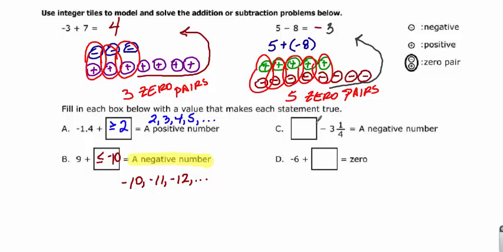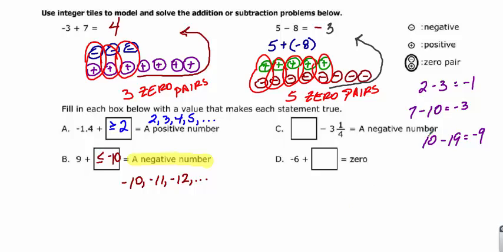Letter C, something minus this to be a negative. Well, let's go back here to this top part. 5 minus 8 gave us a negative. What else would give us a negative? Well, 2 minus 3 would give us a negative, -1. 7 minus 10 would give us -3. 10 minus 19 would give us -9.